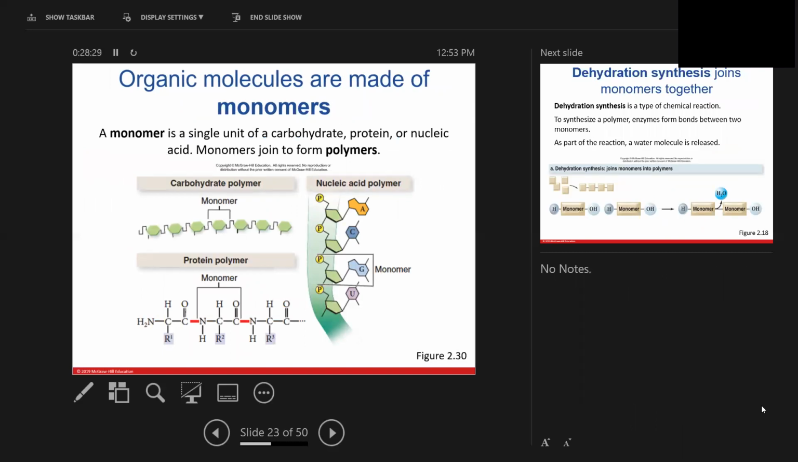Now, one of the things I touched on a second ago was that organic molecules are made of something called a monomer. This monomer is a single unit of something, whether it be a carbohydrate, a protein, or a nucleic acid. And these monomers are going to form together in different ways, shapes, and forms to form the polymers. So mono, single; polymer, multi.